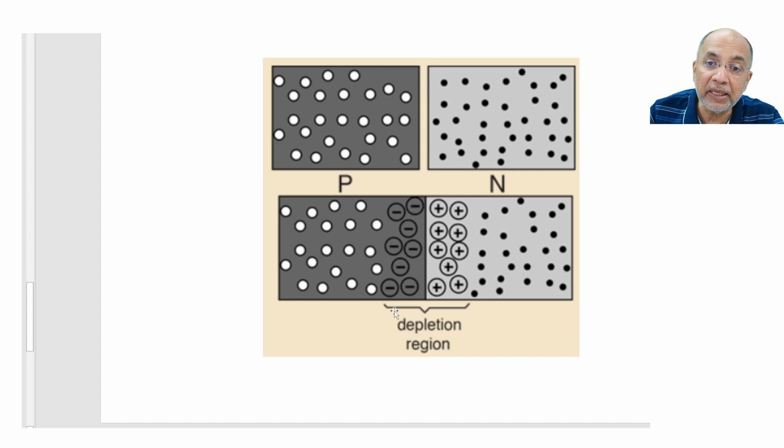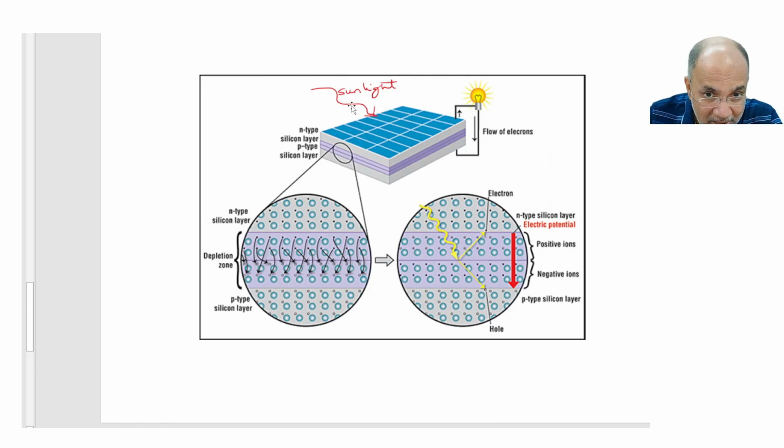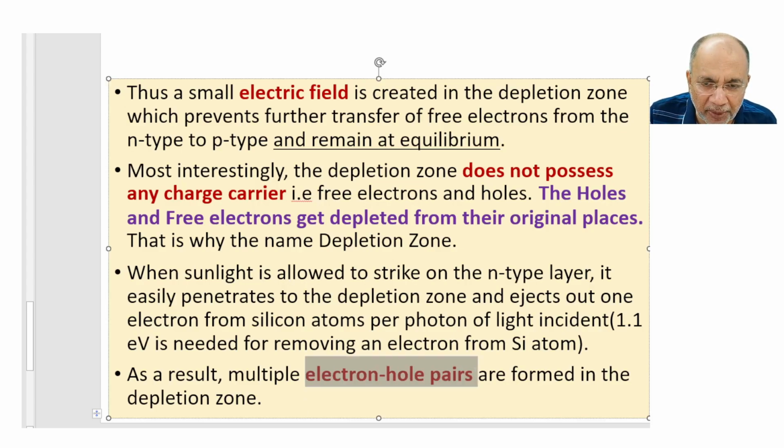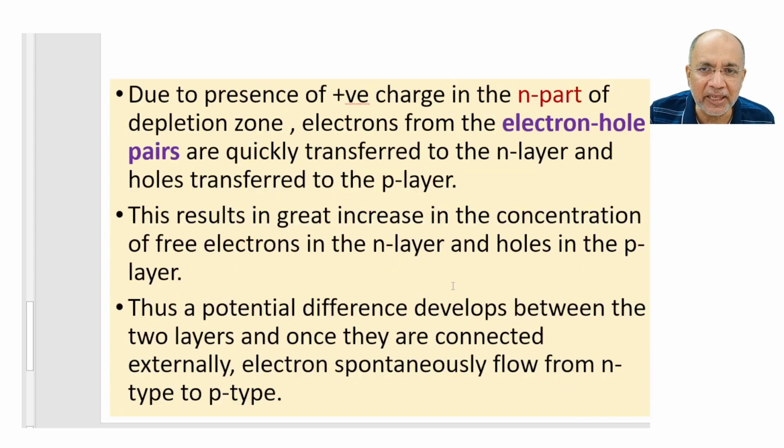Now you are putting sunlight. Sunlight will penetrate, invade into the depletion zone and knock out electron from each silicon atom, as I have explained. I have already explained there is no charge carrier in the beginning, but once you apply sunlight, electron hole pairs are formed and they will be segregated to the individual sides due to presence of positive charge in the n part of the depletion zone. Electrons from the electron hole pairs are quickly transferred to the n layer and holes transferred to the p layer.